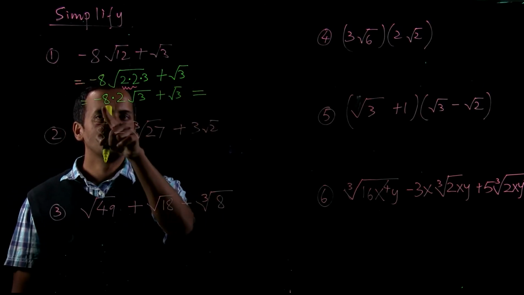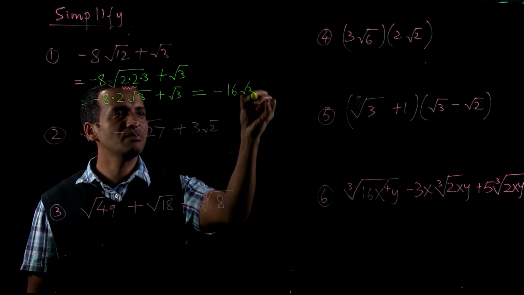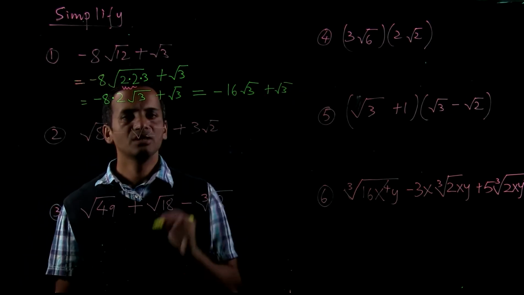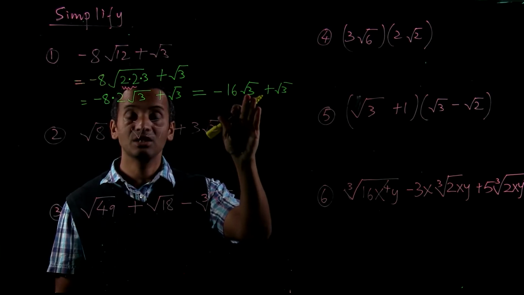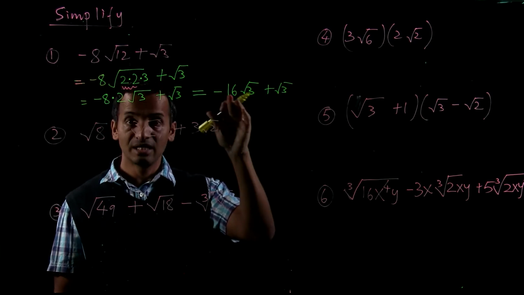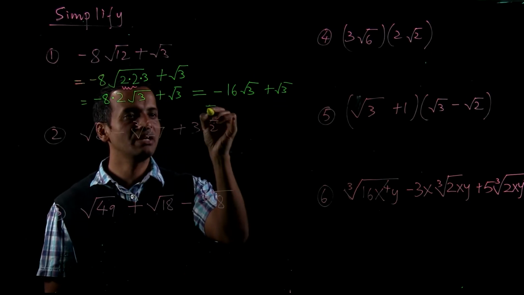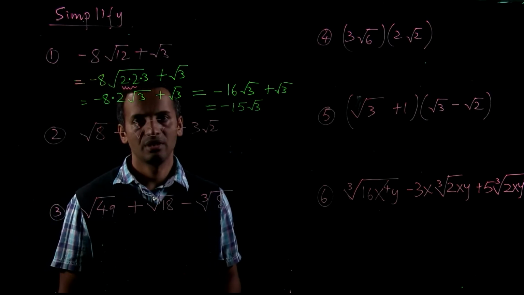So what do you get? Negative 8 times 2 is negative 16 square root of 3 and then plus square root of 3. So how much is that? There are negative 16 square root of 3 that has a negative sign, but there is one positive square root of 3. It will be negative 15 square root of 3.